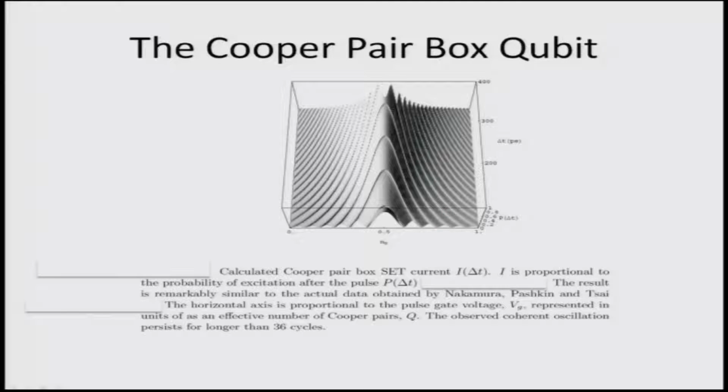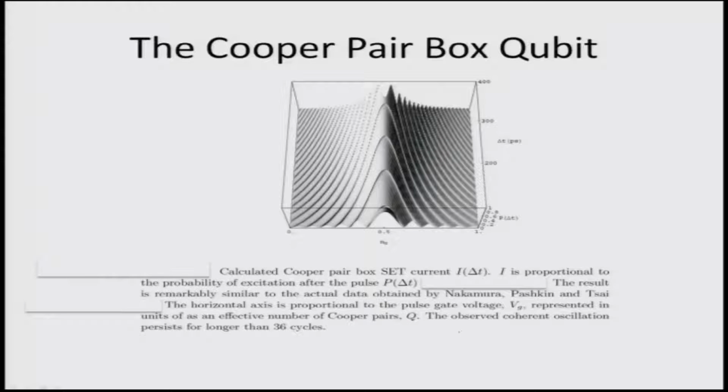The Cooper pair box qubit, therefore, has a pattern which essentially shows that as the current changes in terms of the applied voltage, it is proportional to the excitation after the pulse. The result is remarkably similar to the actual data which have been seen by these experimentalists, and the horizontal axis is proportional to the pulse gate voltage, represented in units as effective number of Cooper pairs Q.